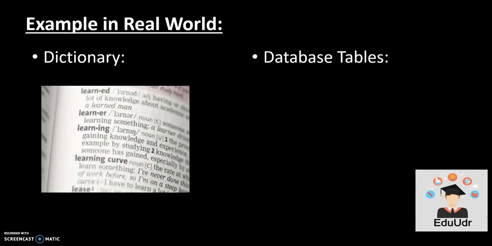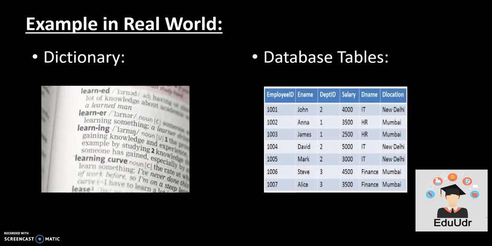Here I have taken two real-world examples. They are a dictionary and database tables. Coming to the dictionary, of course, we all know that there are many words in a dictionary. I don't know the count, as new words are added every time.